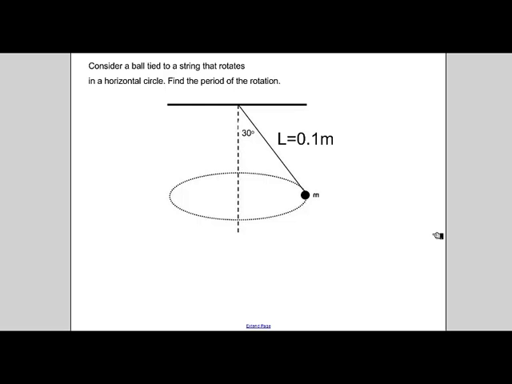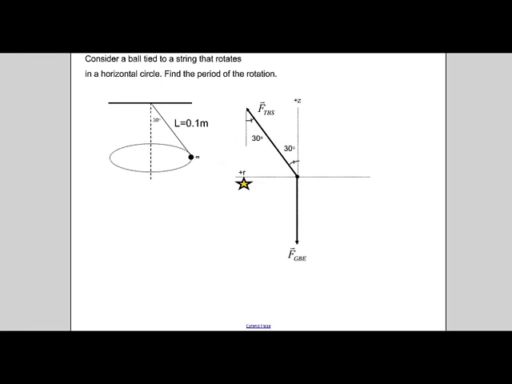Hi, this is Mr. Merrill with another circular motion quantitative type problem. So in this problem we have a pendulum that instead of swinging in an arc vertically, it's swinging around in a circle. And the question is, given this length and this angle, what is the period of rotation, as in how much time does it take to complete one circle?